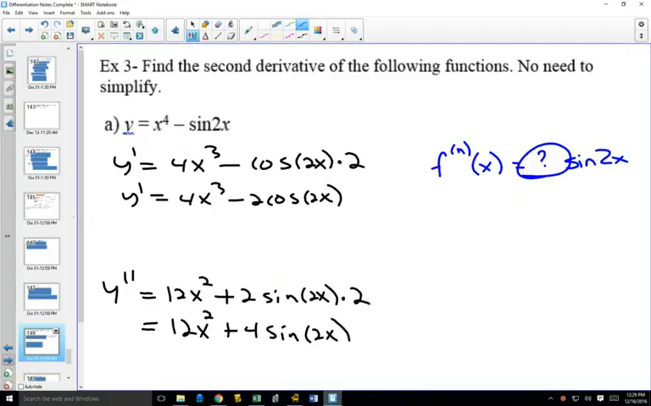Can you see that by the nth derivative, this eventually will disappear? The 12x squared, next time it's going to be 24x. And after 24x, it's going to be 24. And after that, it's going to be 0. And then it's going to go away.